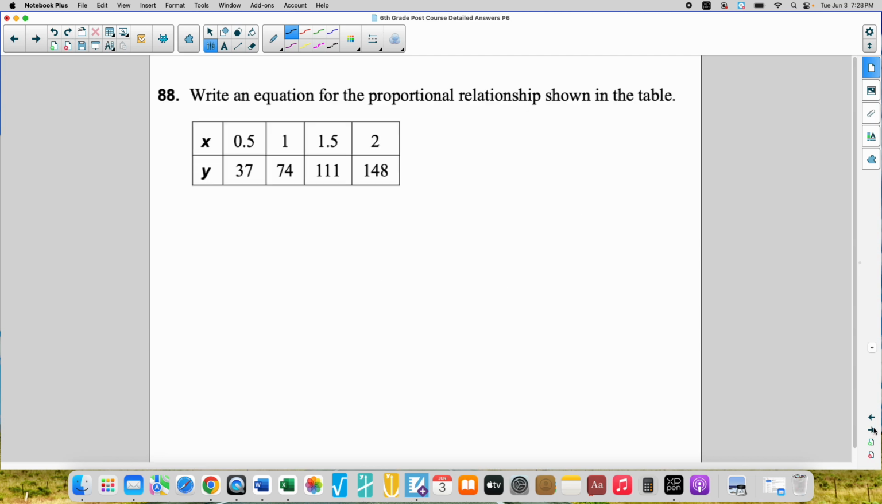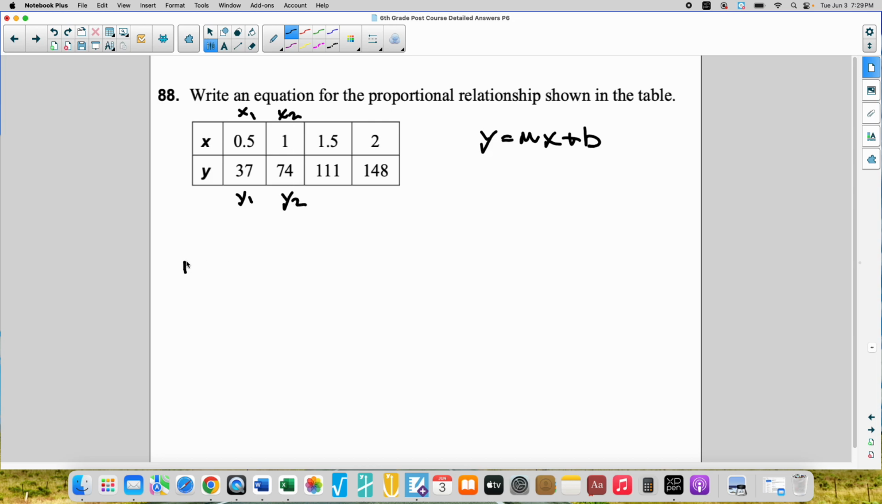Write an equation for the proportional relationship shown in the table. Okay, so when we write an equation it is going to be in slope-intercept form, or at least y equals mx plus b. And here are x values. So we want to find the slope. And remember, slope, you have x sub 1, y sub 1. You have x sub 2, y sub 2.